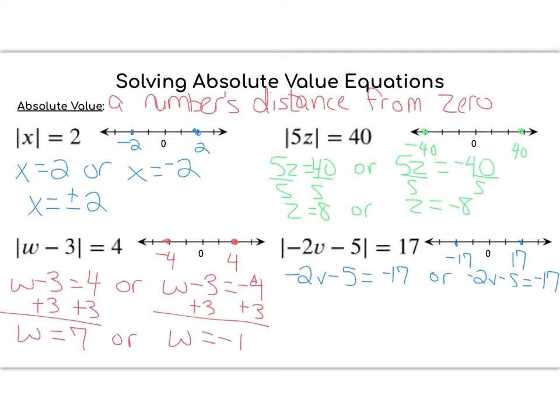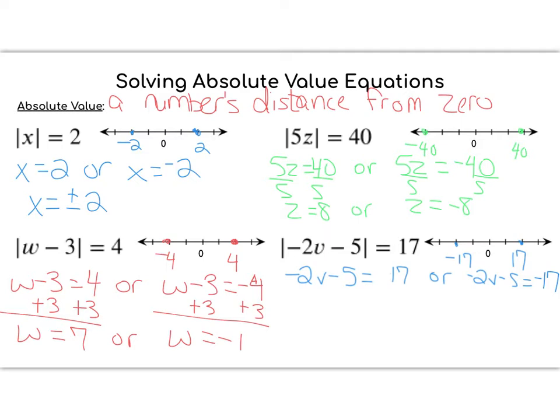I want to point out here, notice I didn't change any of the signs inside the absolute value. Negative 2v minus 5 stayed negative 2v minus 5. But I took this number over here and I set it equal to the positive and the negative of that. And I just see that I messed that up. That should be 17 or negative 17.